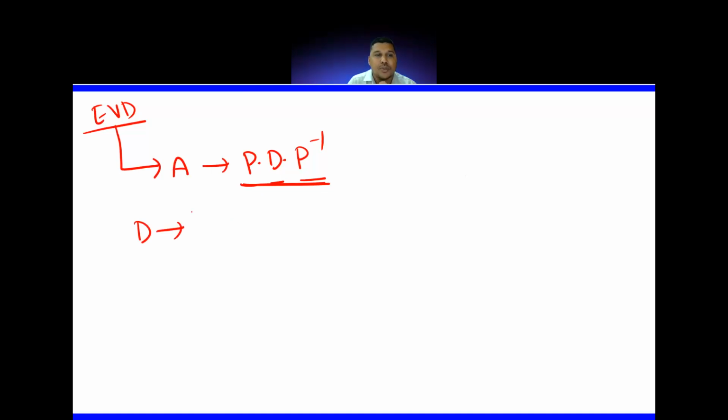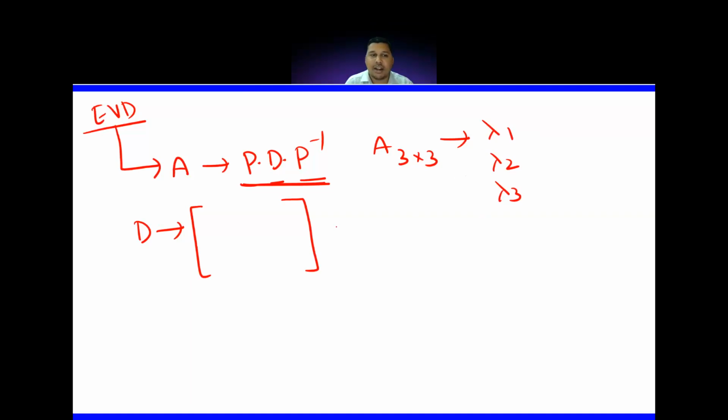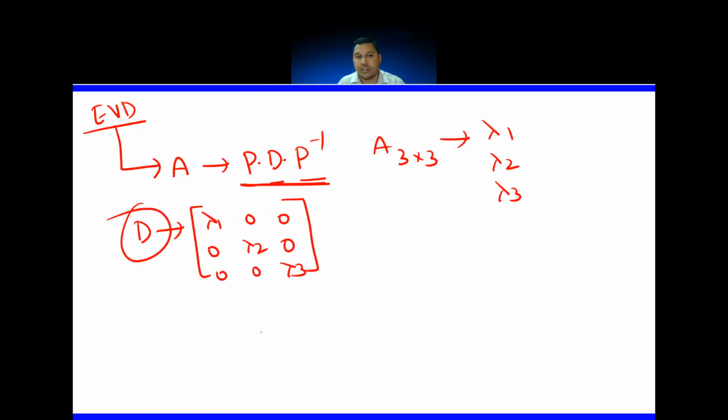So D matrix is nothing but, assume A is a 3 by 3 matrix. We are assuming that it is diagonalizable, so I may have 3 eigenvalues: lambda 1, lambda 2, lambda 3. D matrix is nothing but just keep those eigenvalues in order. So lambda 1, 0, 0, 0, lambda 2, 0, 0, 0, lambda 3. This is your D matrix. Just simple. For A, you find out eigenvalues, and those eigenvalues you put in diagonal order. This forms your D matrix.